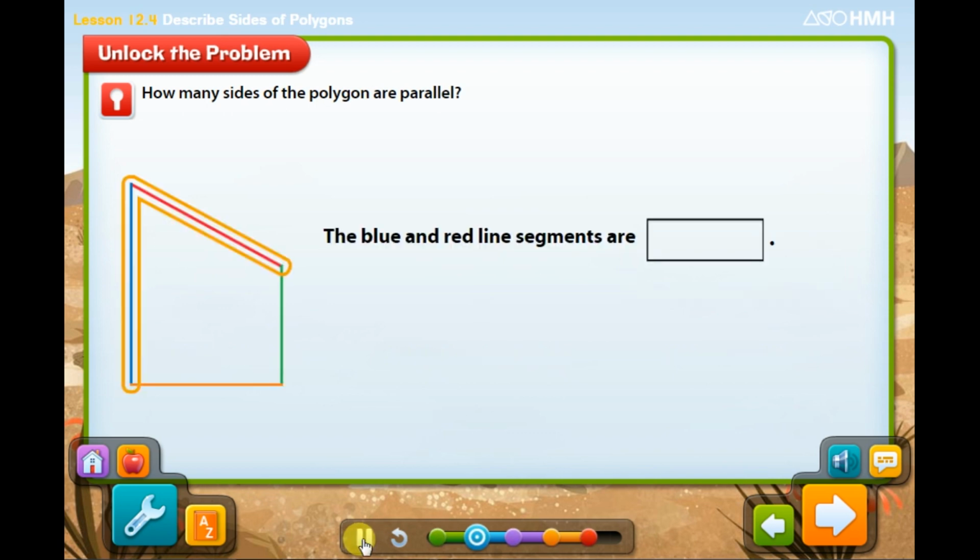Are the blue and red sides of the polygon parallel? Are they parallel? Are they walking side by side and never meet? No. So what is it? It's meeting in one point, right?